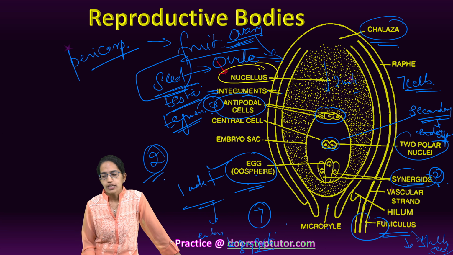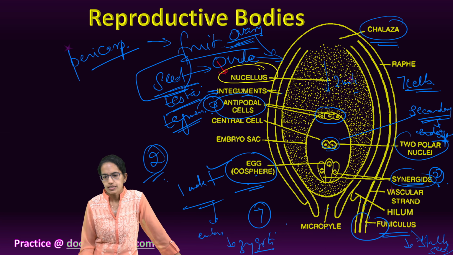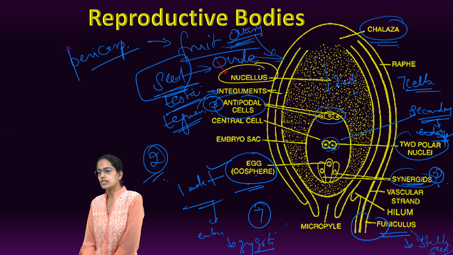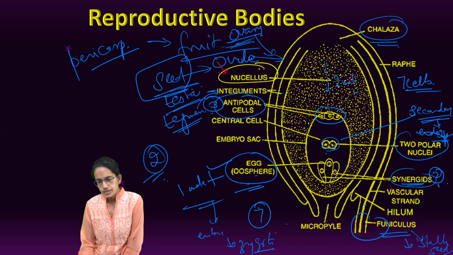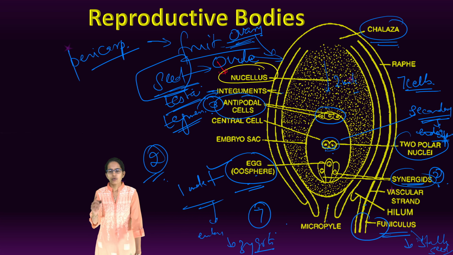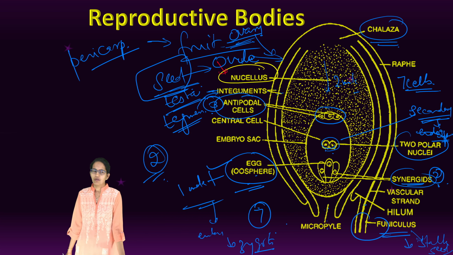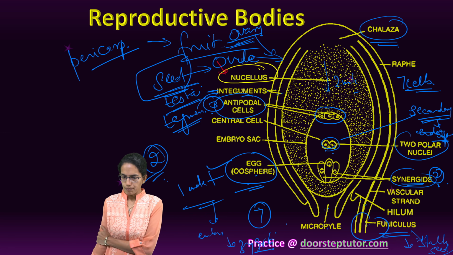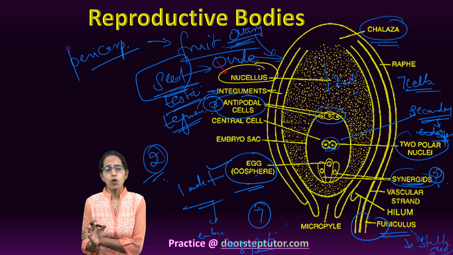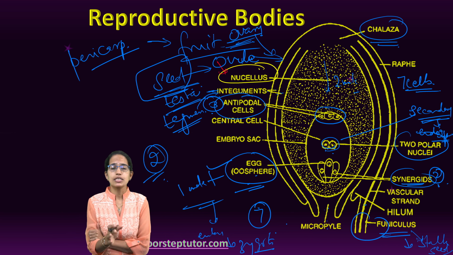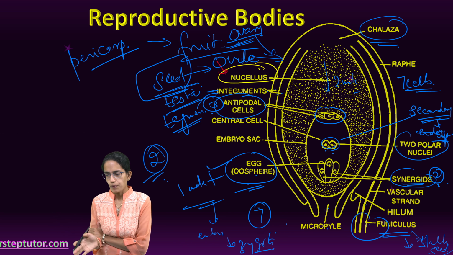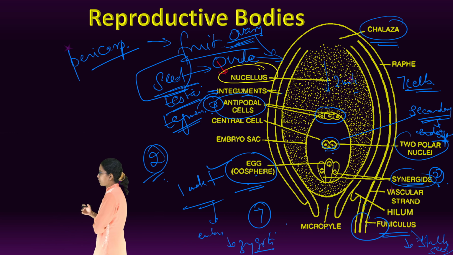And why is it called triple fusion? It is called triple fusion because three nuclei are actually interacting, two polar nuclei and one male nucleus fuse. So there are three fusions which happen here, and therefore it is called double fertilization and triple fusion. Very, very important.